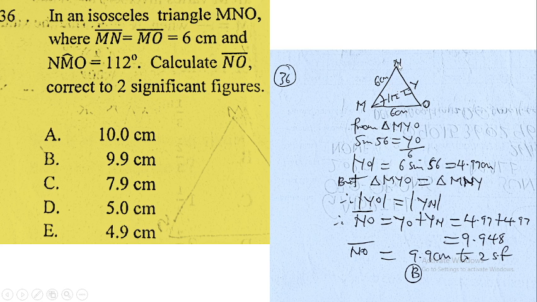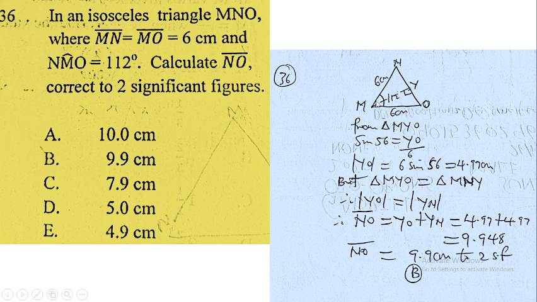explain it better. We are given an isosceles triangle, two sides are equal, MN is equal to MO. So this 6 centimeter, 6 centimeter. So our aim is to find NO this side, given the angle NMO, angle NMO 112 degrees. So how do we do that?